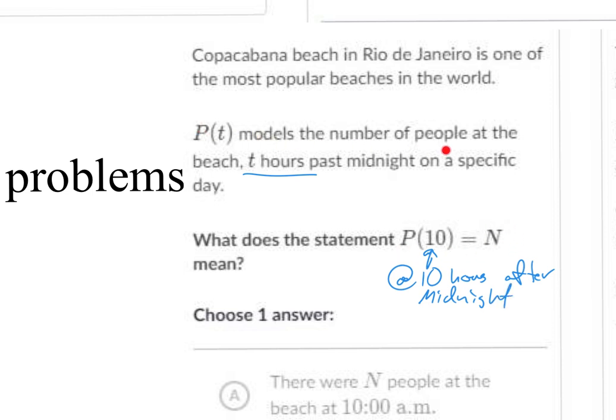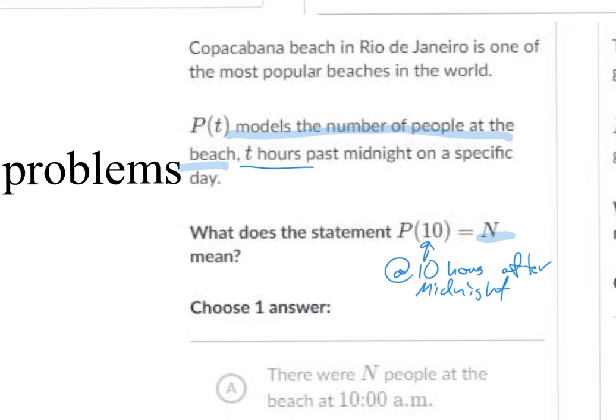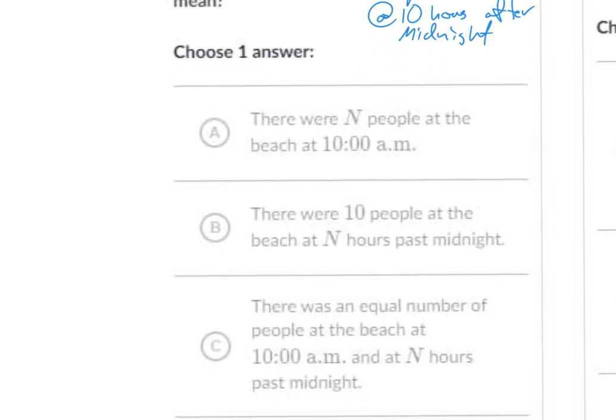So P of T models the number of people. So what this means is that at 10 hours after midnight, or 10 in the morning, N should be the number of people at the beach, since P of T represents the number of people at the beach, right? That's literally what they're telling us right here. Models the number of people at the beach. So then this must be the number of people at the beach. So let's look for something about that. How at 10 hours after midnight, N is the number of people at the beach.